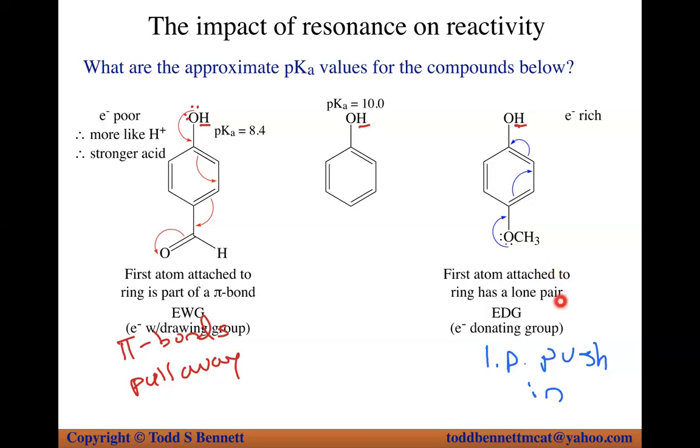So when the first atom attached has a lone pair, it's an electron donating group because lone pairs push in. Makes this electron rich. Electron rich means it is less like H plus, which means it is a weaker acid. Weaker acids, higher pKa. So this one went down by 1.6. So I'm going to guess maybe it goes up by 1.6, up to 11.6. Ends up only goes to 10.8. The difference being this resonance actually took a lone pair directly off of O. This one puts a lone pair near the O, but not on the O. So it's not quite as impactful.